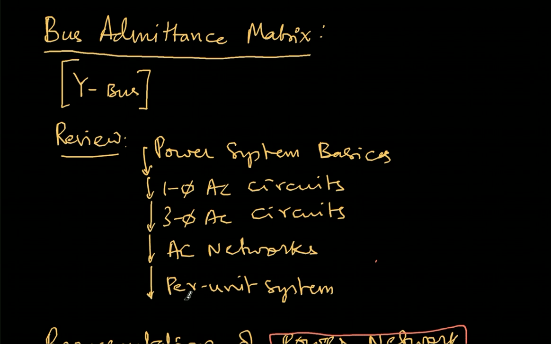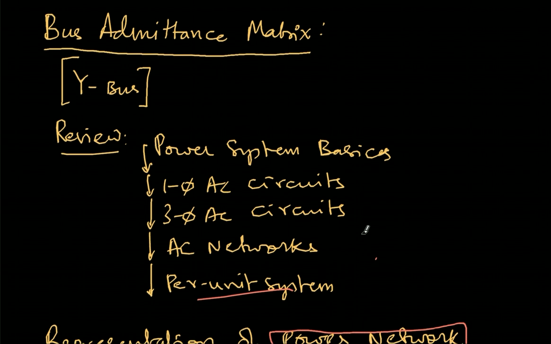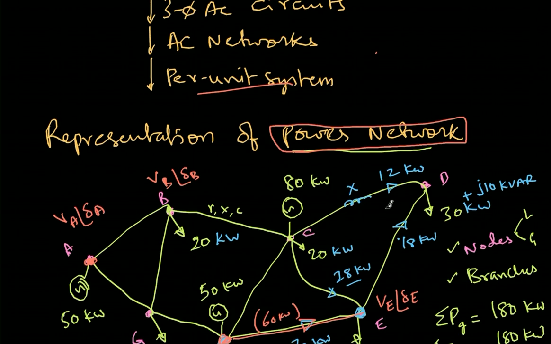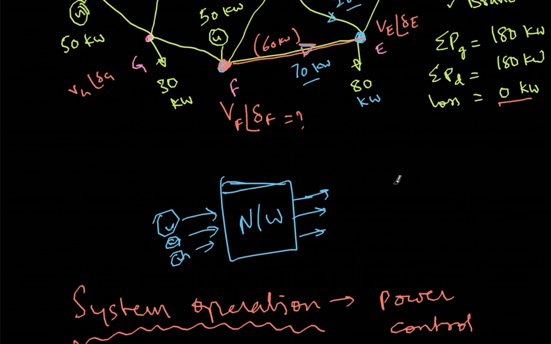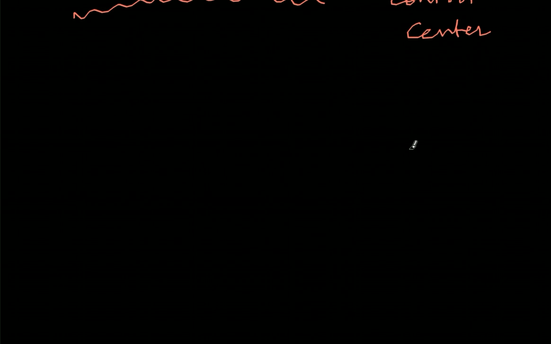I'm sorry, the first step is actually per unit system representation. So I would say the second mathematical step that you will take for representation of a power network mathematically in the form of a matrix. So let's see how it is done. For that I'll take a small example network, and then we'll see how it is done. So let me draw the example network here.